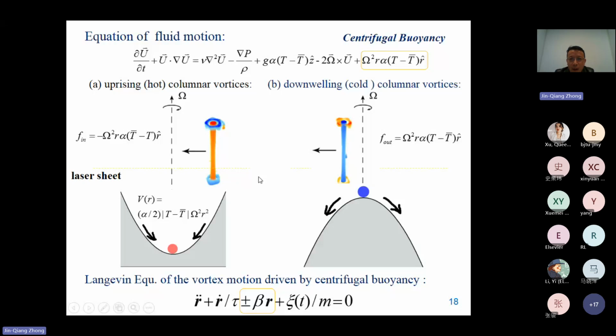Meanwhile, the background turbulence applies a random force on these vortices. So the motion of the vortices can be viewed as random motion in a parabolic potential well. It is attractive for warm vortices, repulsive for cold vortices. And a Langevin equation incorporating the centrifugal force should be capable of describing the vortex motion.